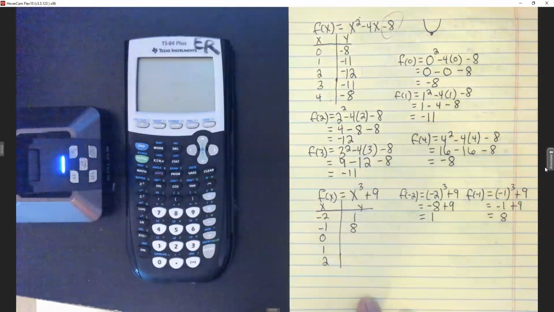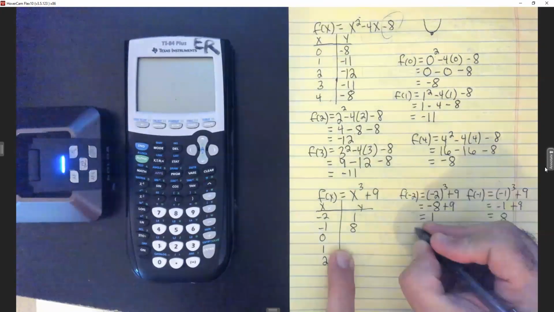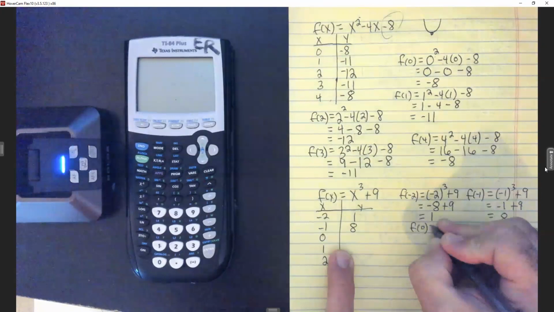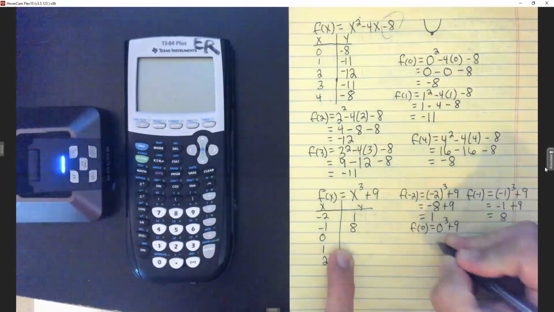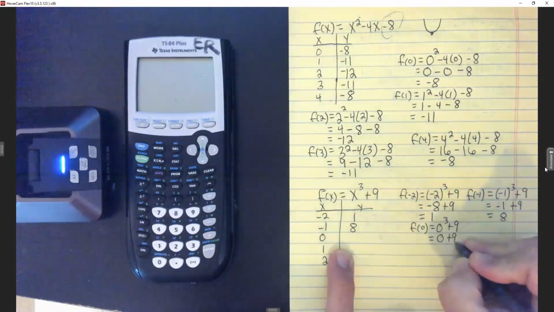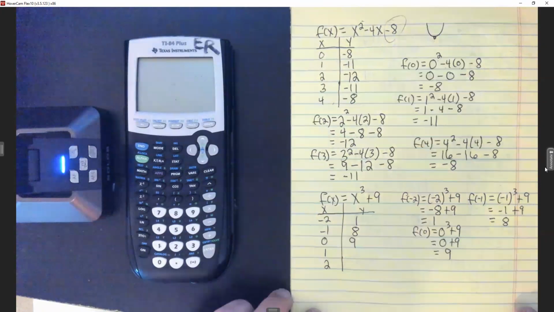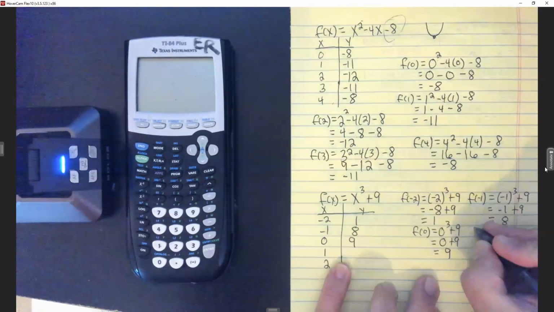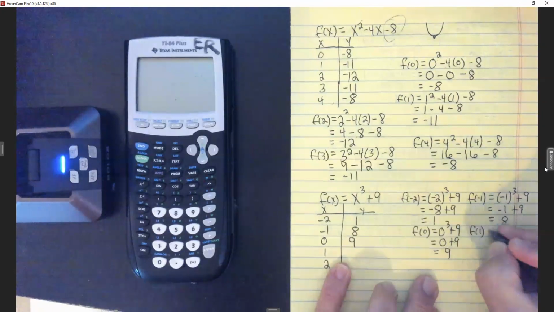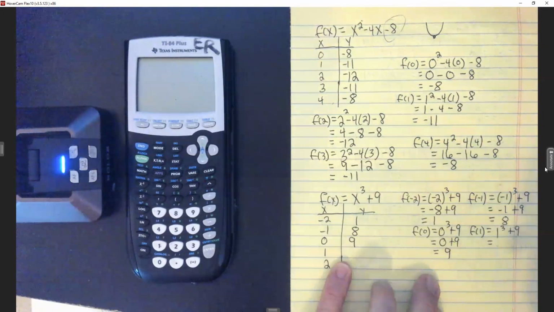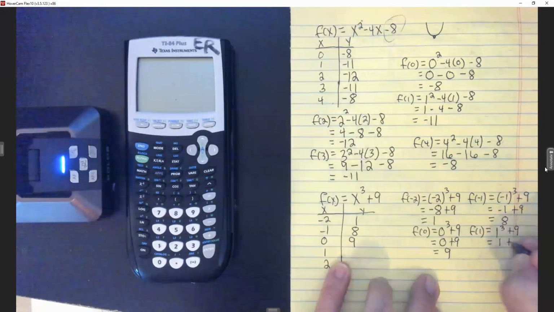All right, f of 0 is 0 to the third plus 9. That's going to be 0 plus 9, which is 9. So once again, I put a 0 in for the variable. I got that number. What's next? F of 1. That's going to equal 1 to the third plus 9. So 1 times 1 times 1 is 1 plus 9, which will give us 10.